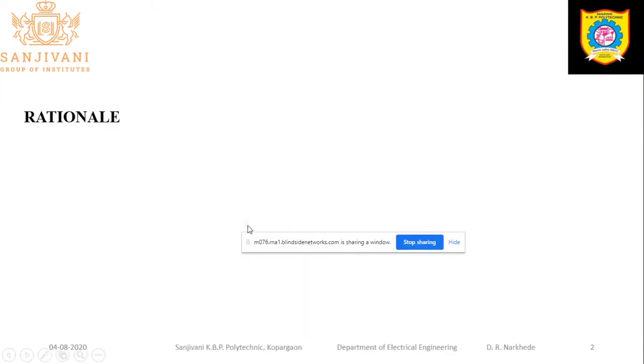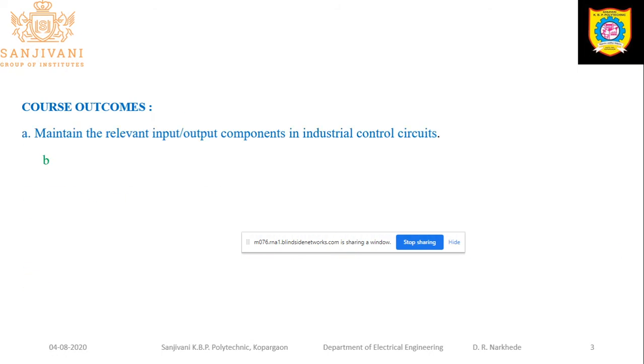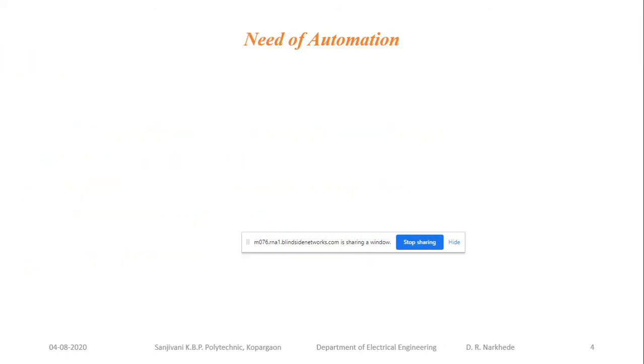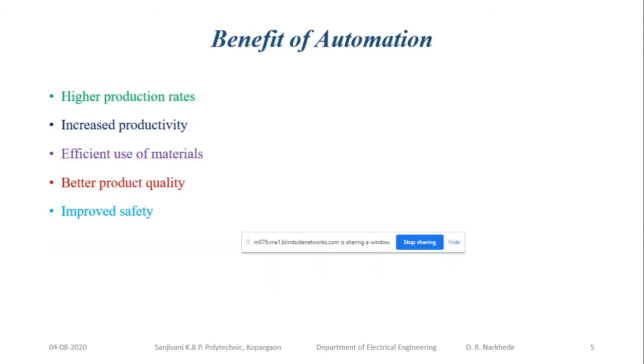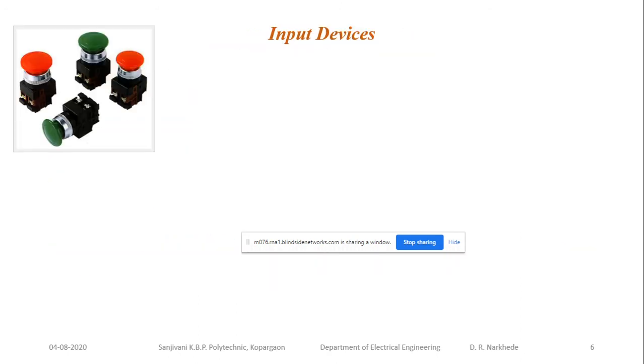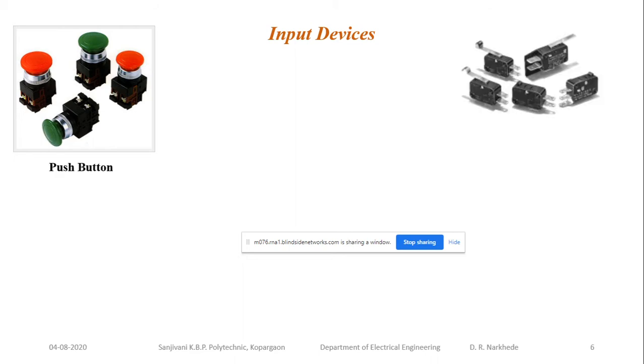Okay, so in yesterday's lecture we discussed the input devices which are generally used for automation. The main or commonly used input devices are push buttons. But these push buttons are of push and release types. So these are the special industry grade push buttons that are used for industrial automation. Then after that we discussed the limit switches.